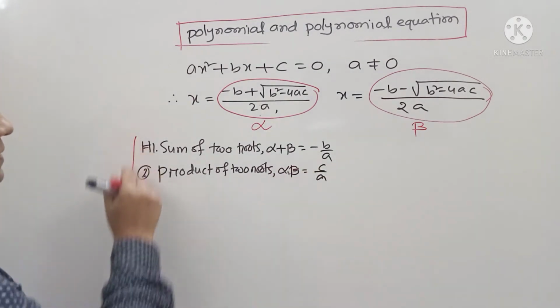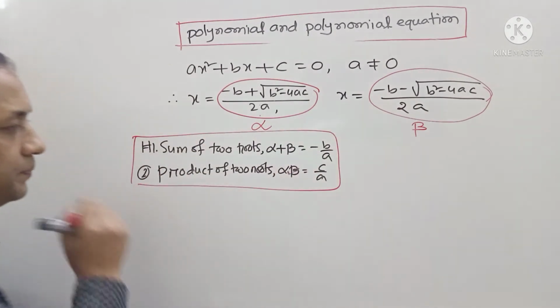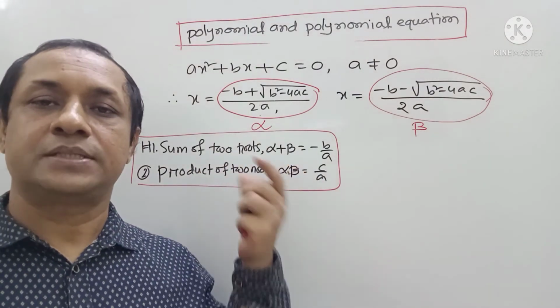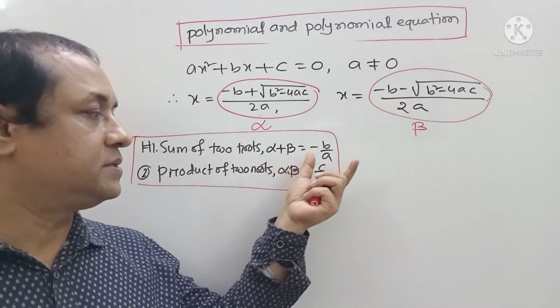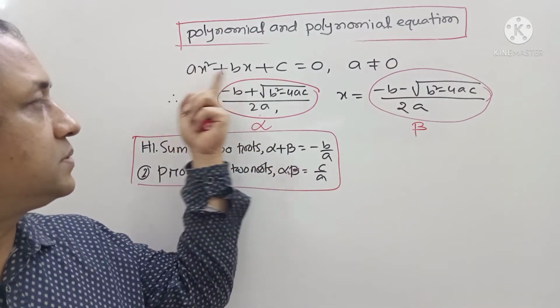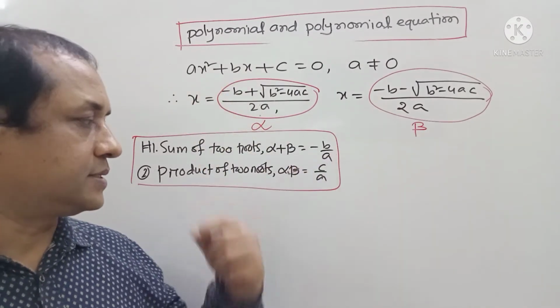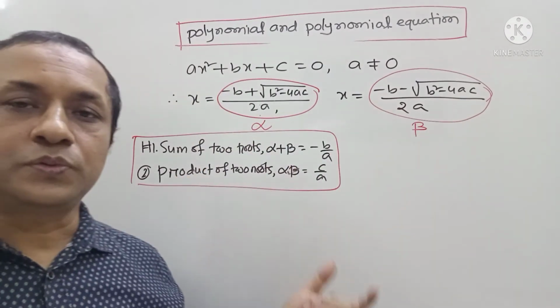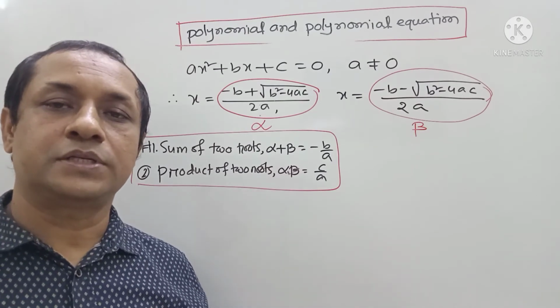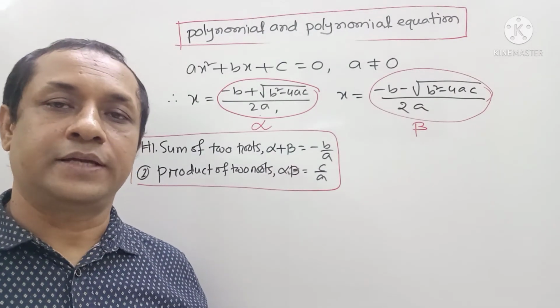It is a very important formula, so student, memorize it. Sum of two roots means alpha plus beta equals minus b by a. Here a is the coefficient of x square, b is the coefficient of x. And product of two roots, alpha beta equals c by a. C is the only constant and a is the coefficient of x square.